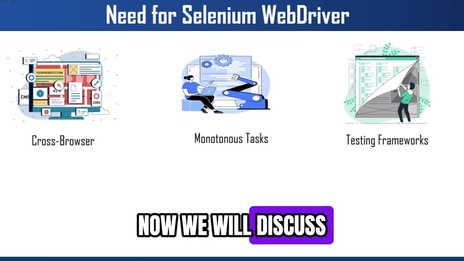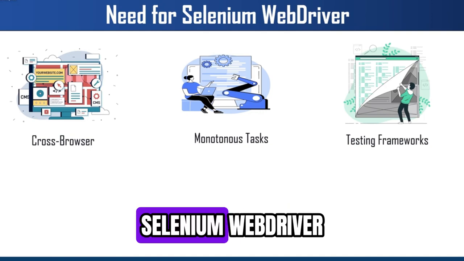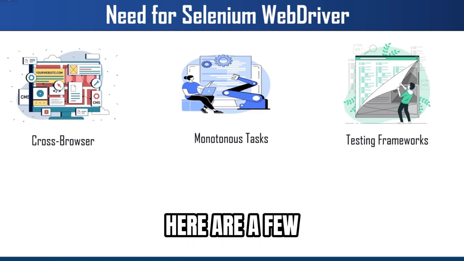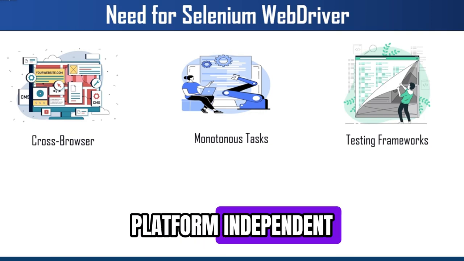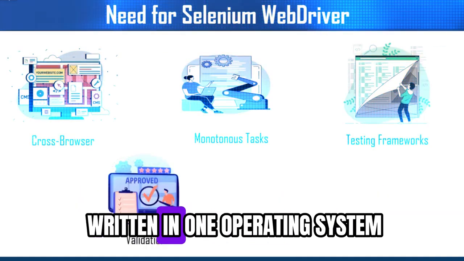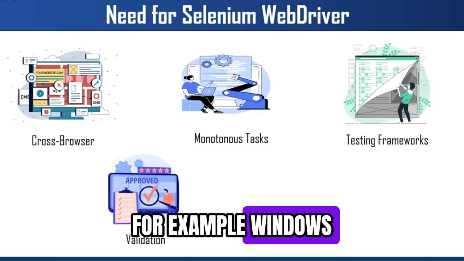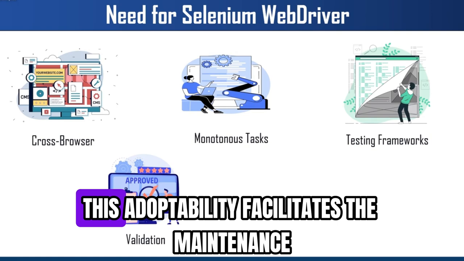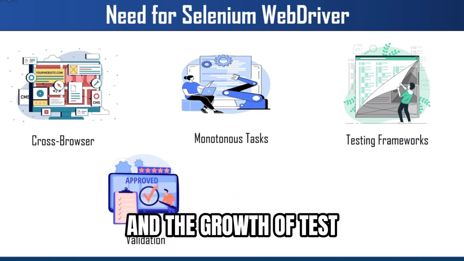Now, we will discuss why Selenium WebDriver. Selenium WebDriver is a popular choice for web automation and testing. Here are a few reasons why. Platform independent. Selenium WebDriver is platform independent, which means a test written on one operating system, for example, Windows, can be run on another operating system, for example, Linux. This adaptability facilitates the maintenance and the growth of tests.